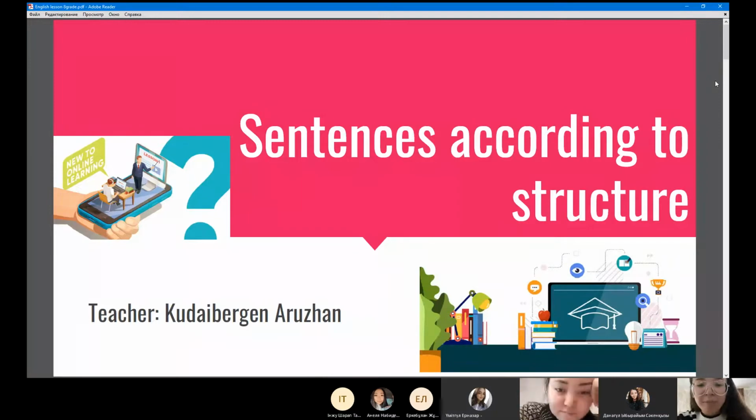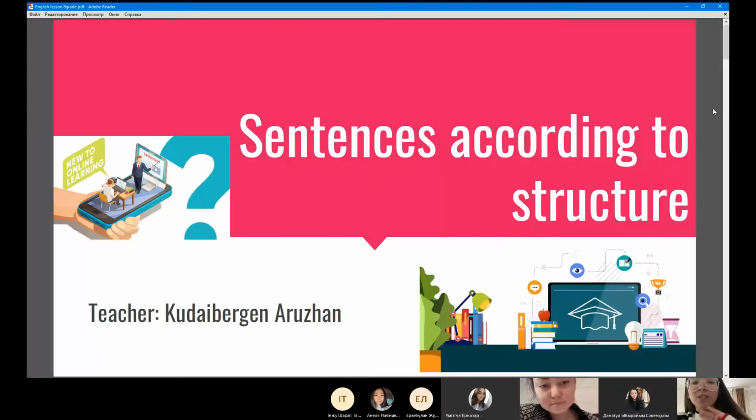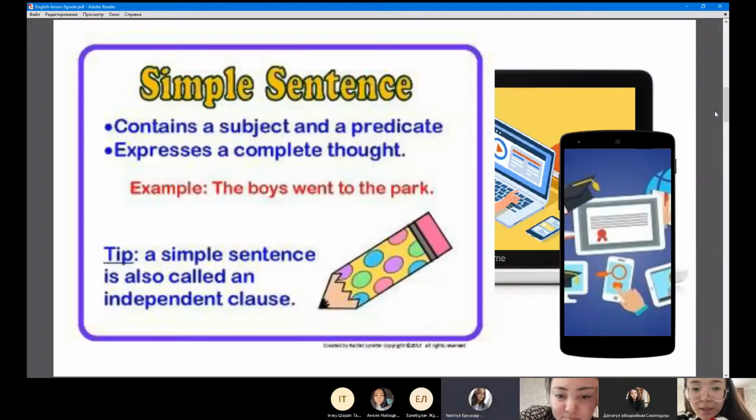I'm Kudaibergen teacher, and I will teach you sentences according to structure. And what is it? Excuse me. The four types of sentence structure. It is simple, compound, complex, and compound complex. And the simple sentence. The next page, please. The simple sentence contains a subject and a predicate, and expresses a complete thought.